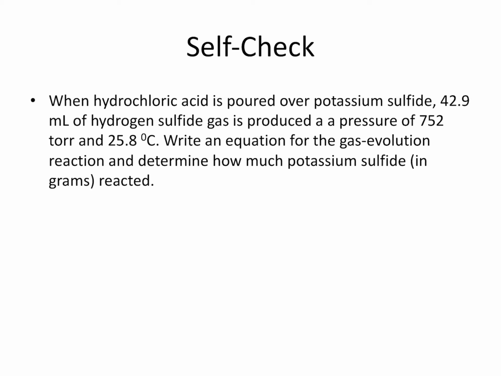This question tells you to write an equation, but even if it didn't, it's good to write an equation when you have multiple substances reacting together, because you need your mole ratio to use the information of one substance to solve for the information of another. So this is a gas evolution reaction. It even tells us we have hydrochloric acid, and it reacts with potassium sulfide.